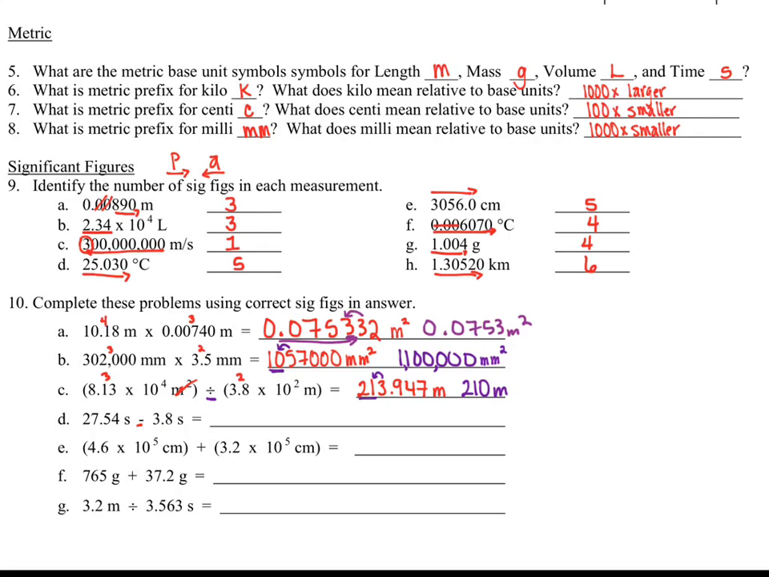So I take 27.54 minus 3.8, and my answer is 23.74 seconds. But again, my answer cannot extend beyond the 10th place, so I need to just leave it at the 10th. Does this 4 affect the 7? It doesn't. So my answer is 23.7 seconds.